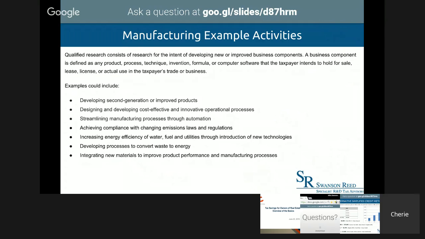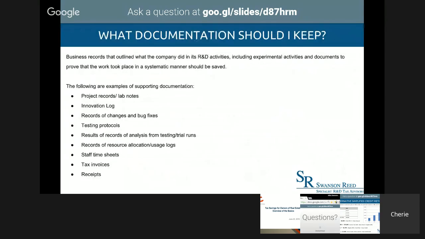I know that many of you are probably converting waste to energy. That would be a qualifying activity. And integrating new materials to improve your overall product performance and the efficiency of your manufacturing processes.